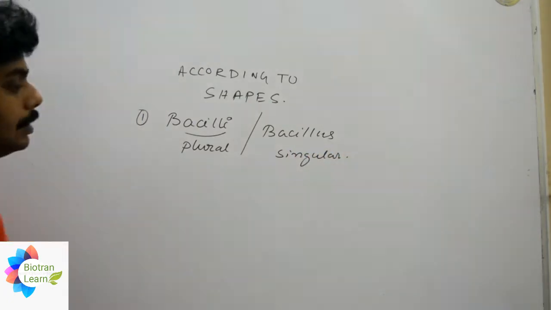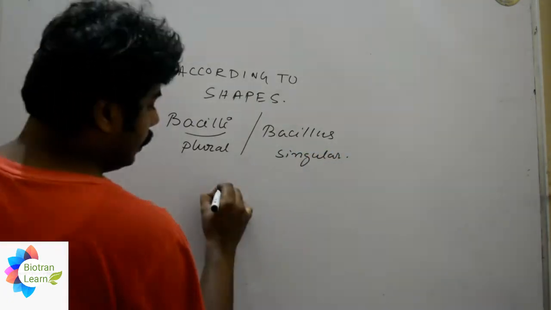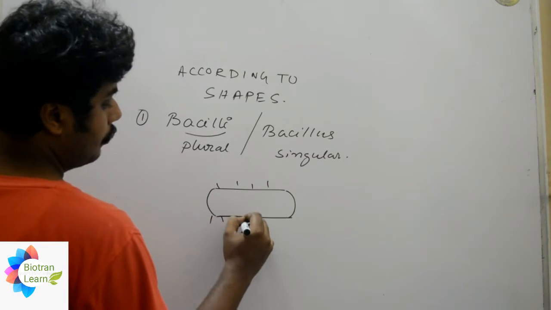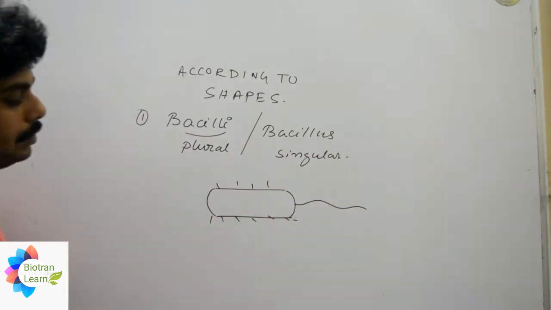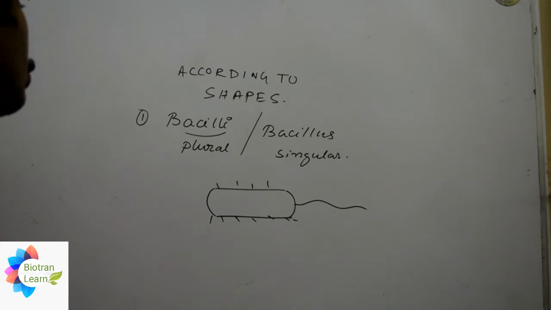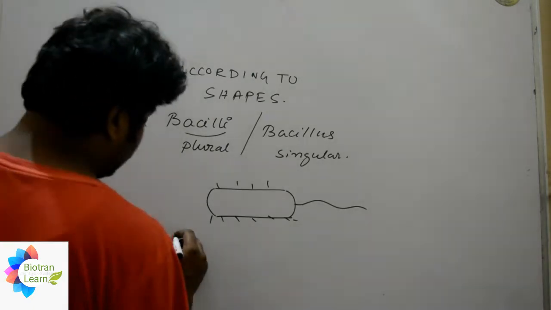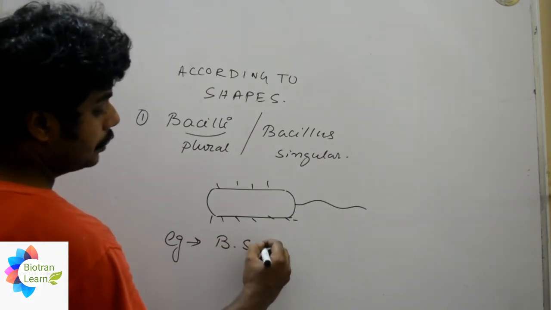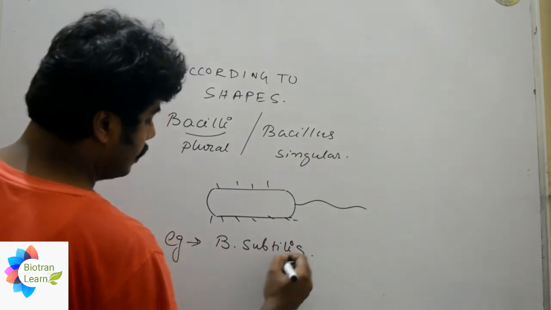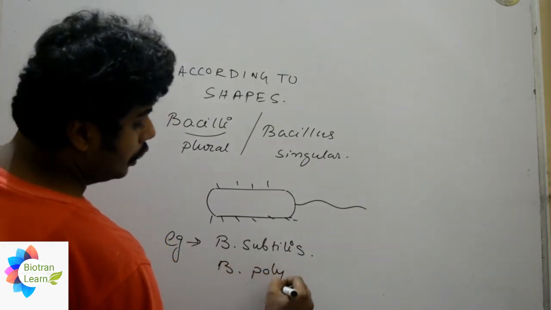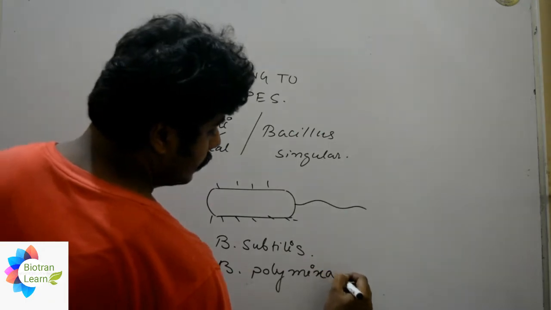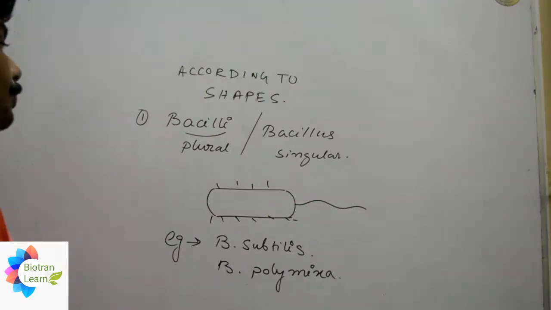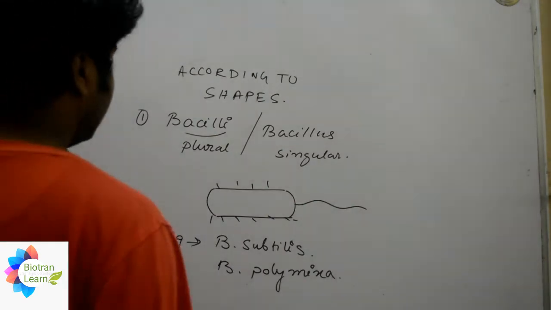So how does it look like? Bacillus are mainly the rod-shaped bacteria, and they look like this one, right? What kind of examples can we find here? Number one is Bacillus subtilis, which is very common in our syllabus. Number two is Bacillus polymyxa. Bacillus subtilis and Bacillus polymyxa, right?